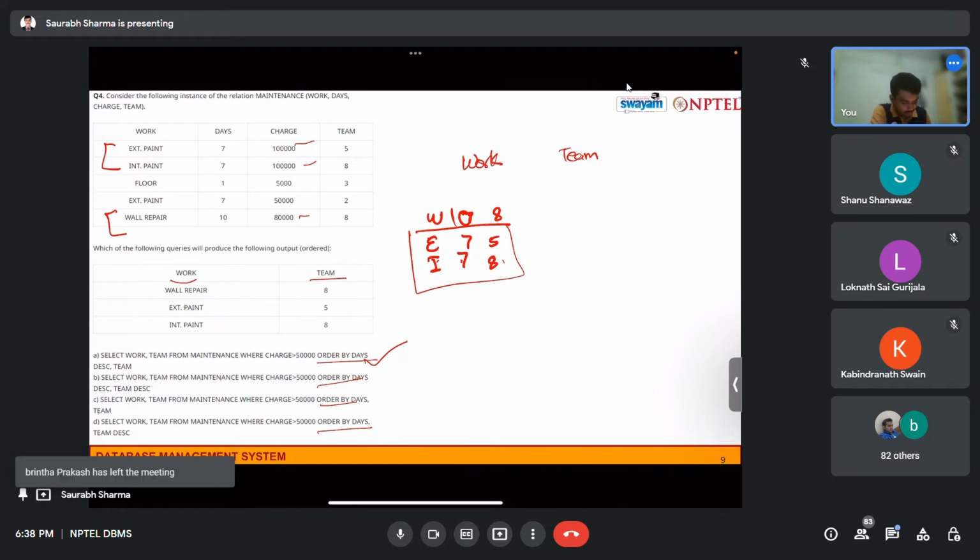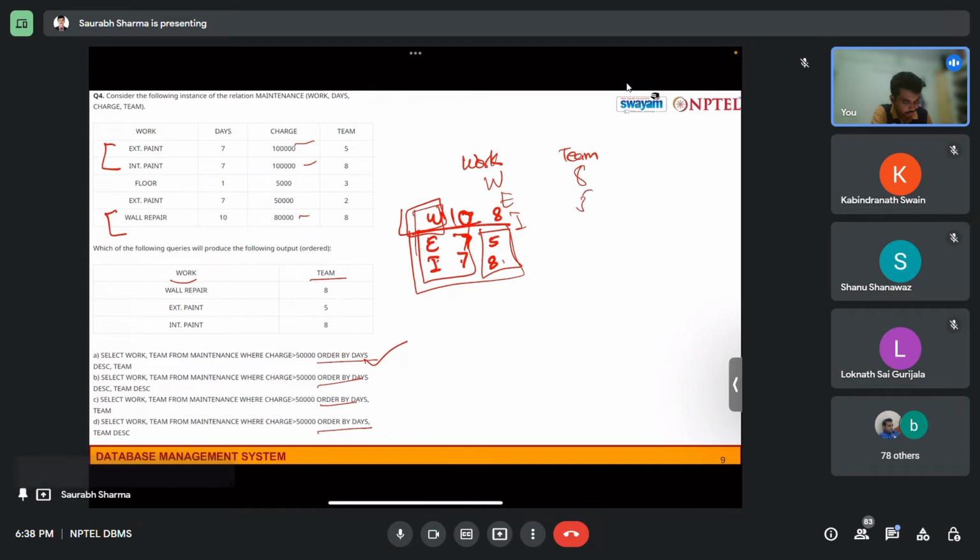Just see, first we will order by days in descending order. From there we got W at the first position. Now we have a tie in these two positions, so for this we will see the team. 5 and 8 in ascending order is correct. So what we get is W, E and I, with teams 8, 5, 8. So A is the right answer.